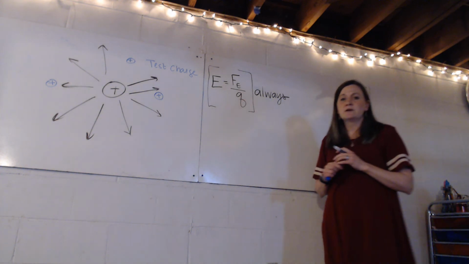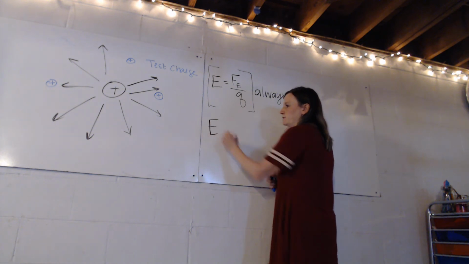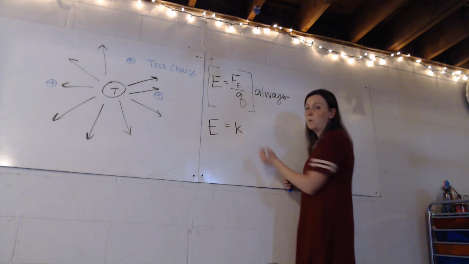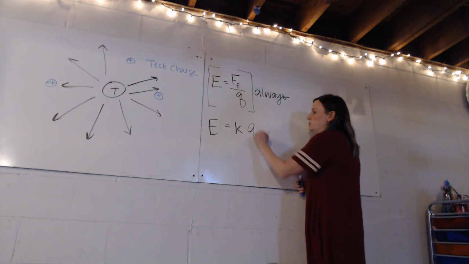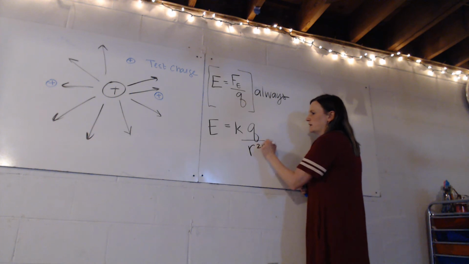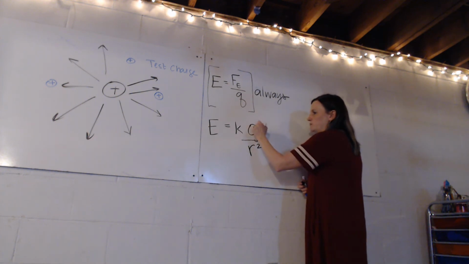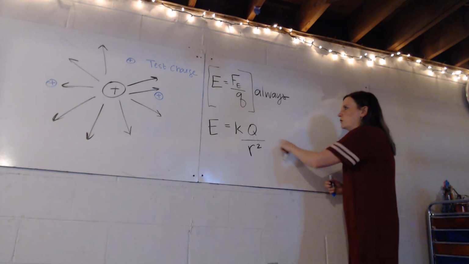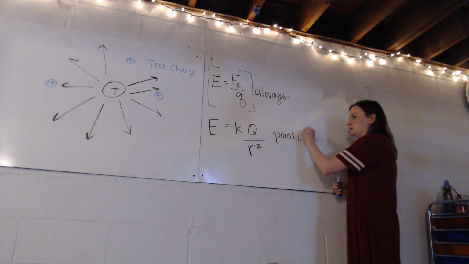The second equation that we will be using is the equation for the electric field from a point charge. It is equal to k, or 1 over 4 pi epsilon naught, remember those are the same thing, times Q divided by r squared. And sometimes you see this Q as a capital Q. It doesn't really matter. This is true only for point charges.